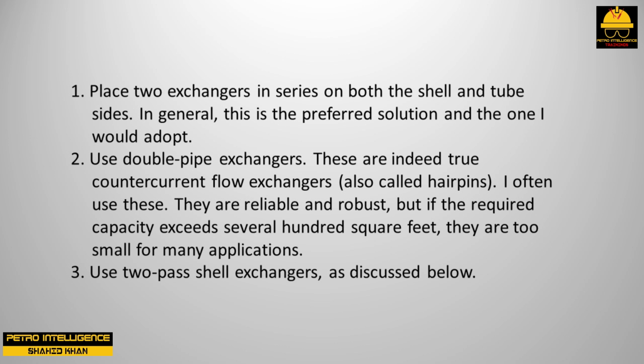2. Use double pipe exchangers. These are indeed true countercurrent flow exchangers, also called hairpins. I often use these. They are reliable and robust, but if the required capacity exceeds several hundred square feet, they are too small for many applications. 3. Use 2-pass shell exchangers.